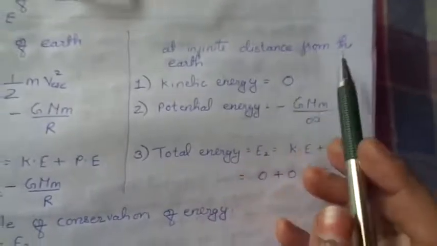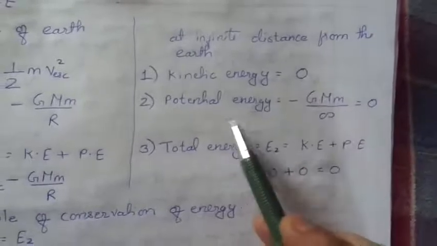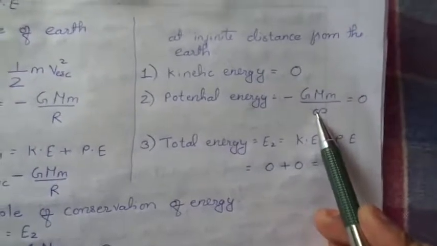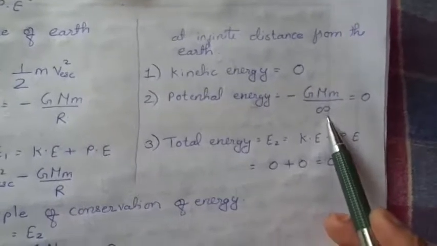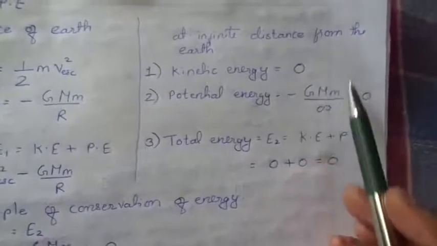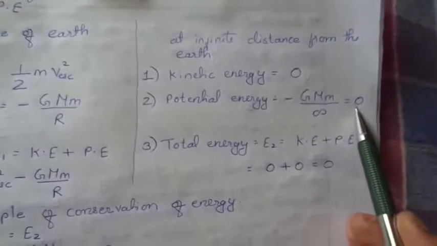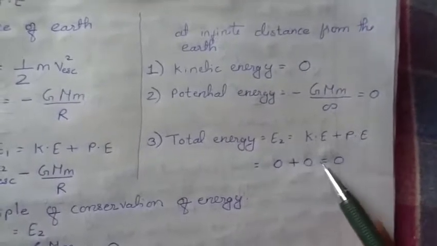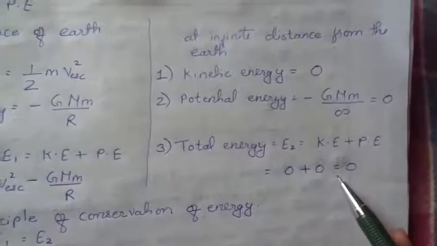Here at an infinite distance, the kinetic energy would be 0. Potential energy is -GMm/h at a height h, which is taken as infinite because we are taking it at an infinite distance, so it is also 0. So total energy, kinetic energy plus potential energy, is 0.